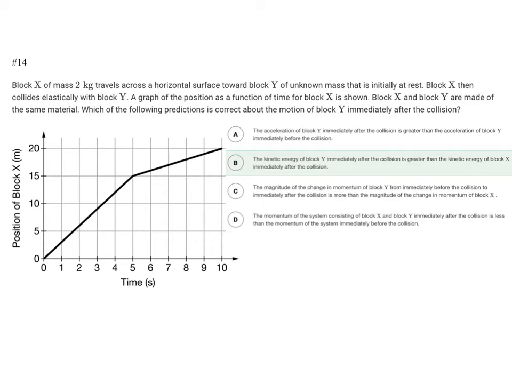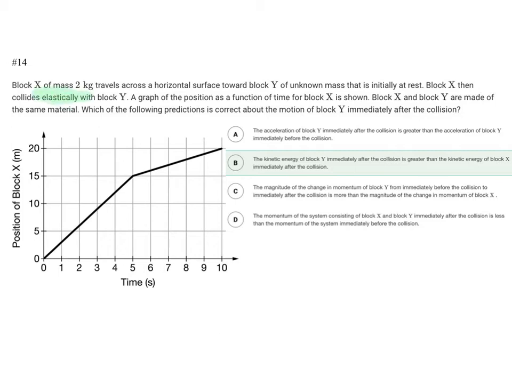All right, block X of mass 2 kilograms travels across a horizontal surface towards block Y of unknown mass, initially at rest. Block X then collides elastically with block Y. A graph of the position as a function of time for block X is shown. Block X and block Y are made of the same material. Which of the following predictions about the motion of block Y immediately after the collision is correct? So let's highlight some important things.